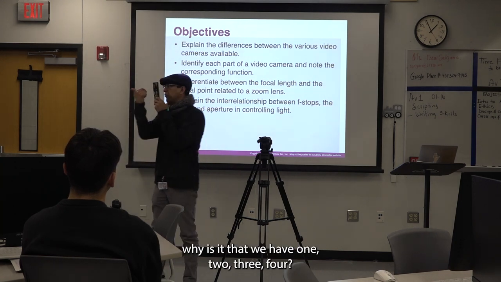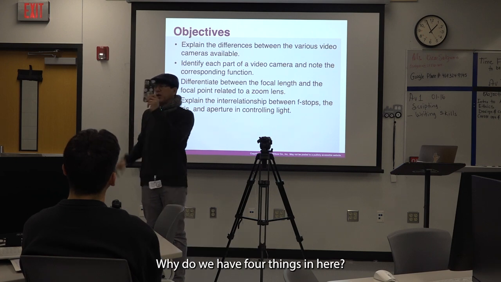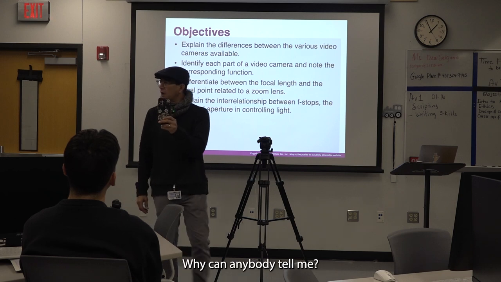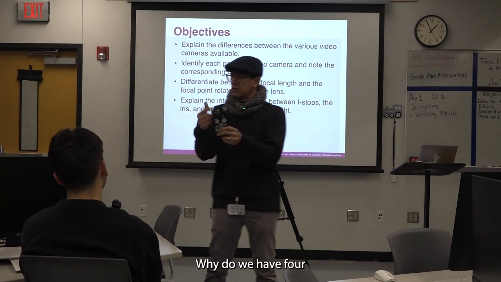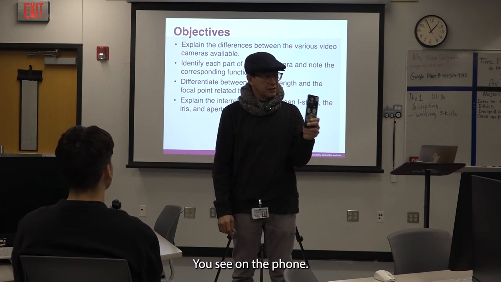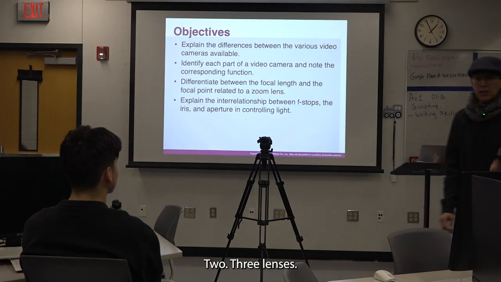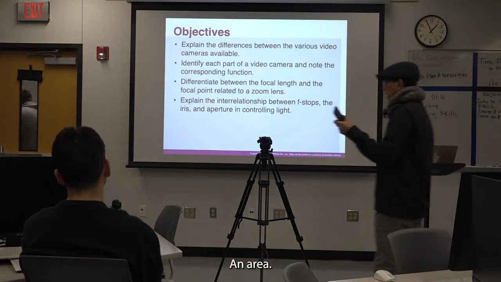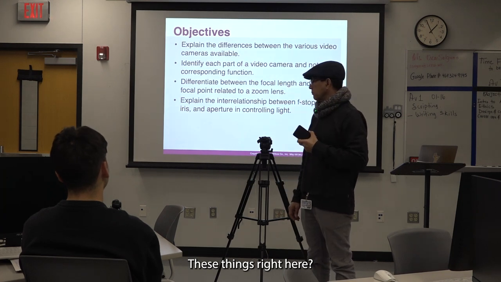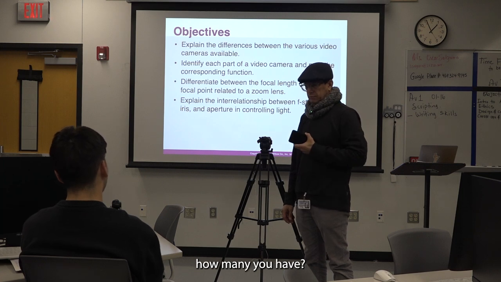Why is it that we have 1, 2, 3, 4? Why do we have 4 things in here? Can anybody tell me why we have 4 lenses? You see 4 lenses on the phone. How many does your phone have? 2, 3 lenses? Any idea why you see these things right here? I got 2. How many? I got 2. What about your phone?